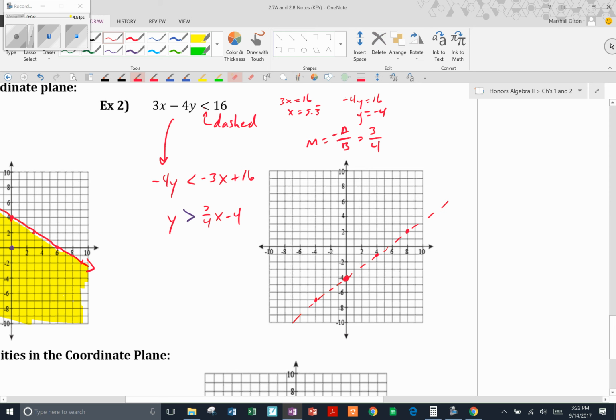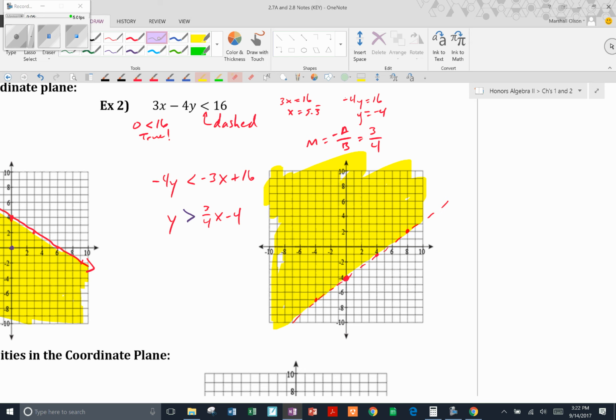Okay, so what does flipping the inequality do to it? Well, let's go back to our original standard form inequality, and let's test 0, 0 in that. We would get 0 is less than 16 when we put that in. That's true. Which would mean that we would shade, or excuse me, not below the line, where 0, 0 is. 0, 0 is right there. So we're going to shade where 0, 0 is because it's a solution. We're going to shade everything above the line.